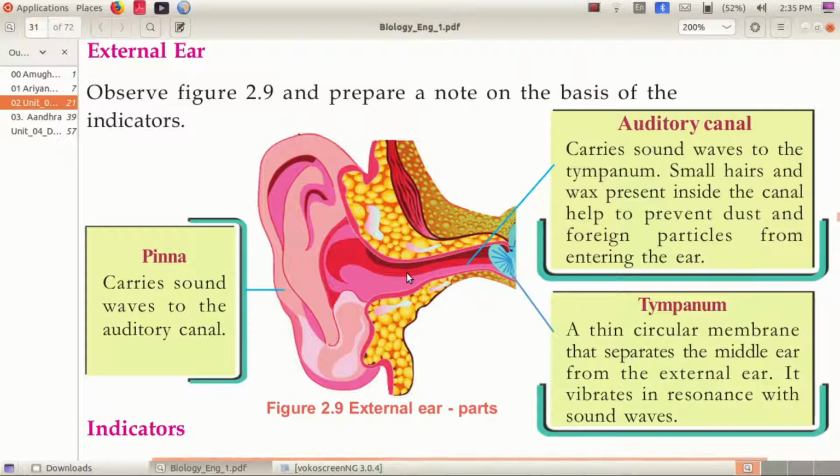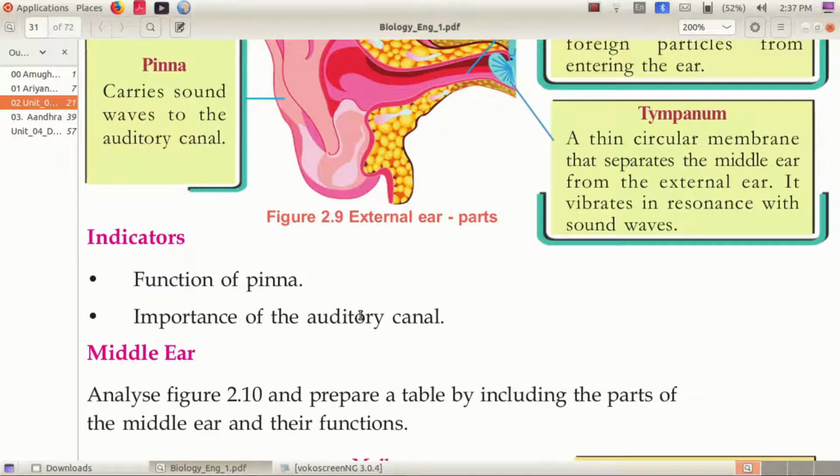Then there is a circular membrane and that membrane separates middle ear from the external ear. This membrane is called tympanum. It vibrates in resonance with the sound waves. So these are the parts of external ear, which are the pinna, auditory canal and tympanum. So study the functions of these parts. In that page, you can see the indicators, function of pinna, importance of the auditory canal. So you have to write in your notebook.